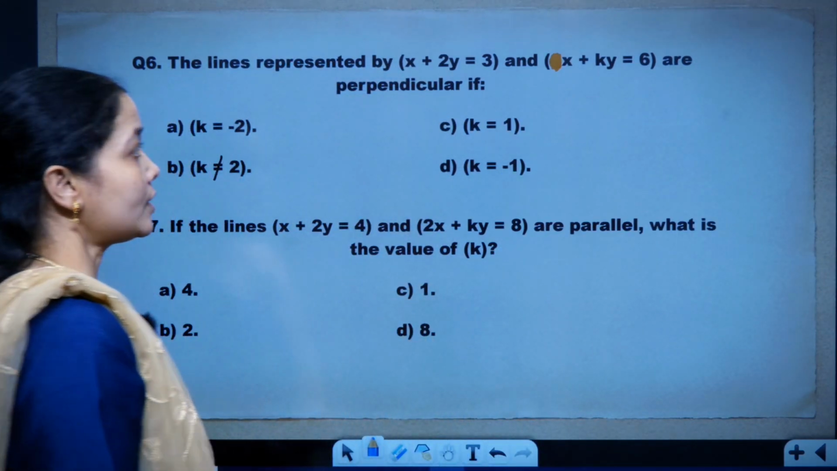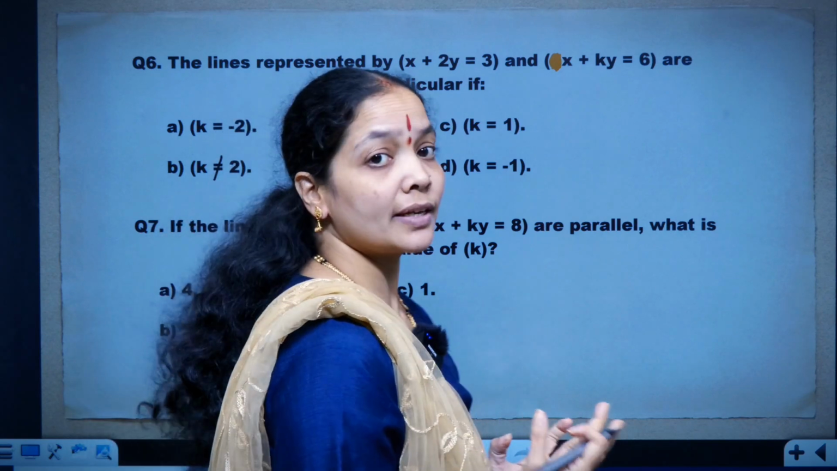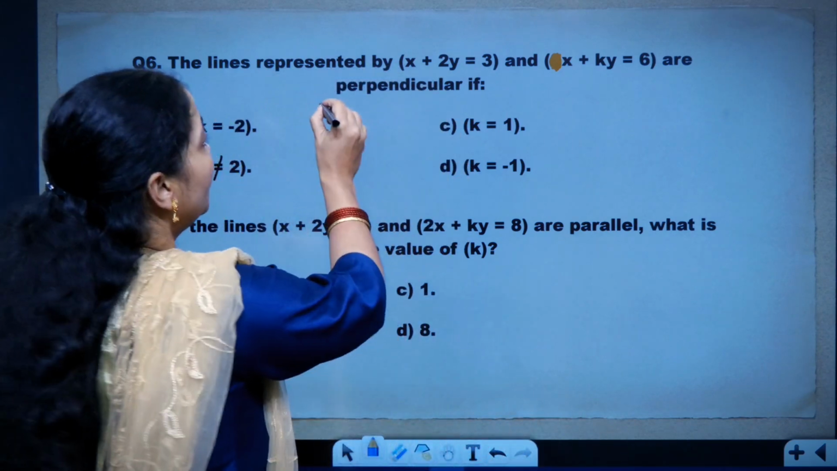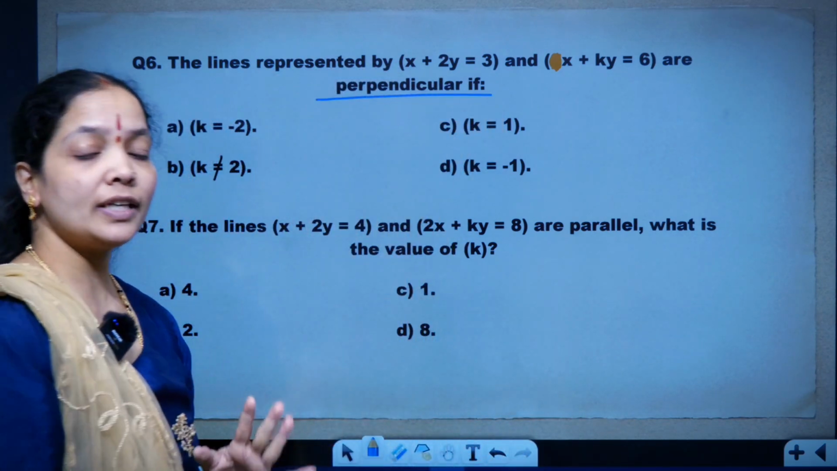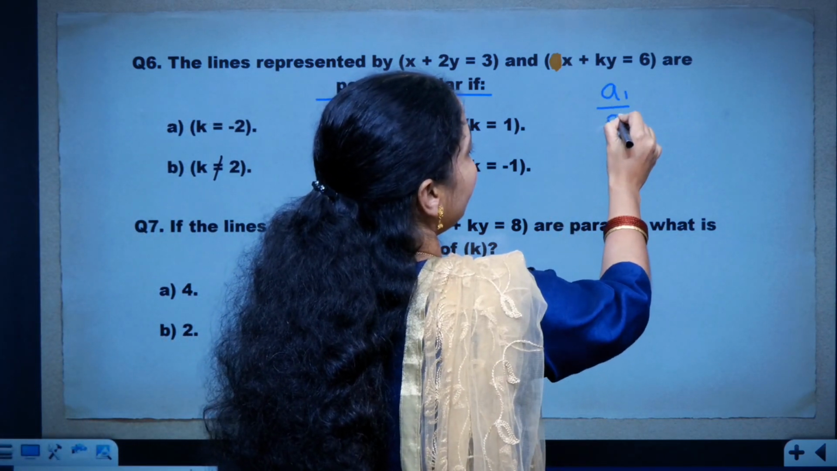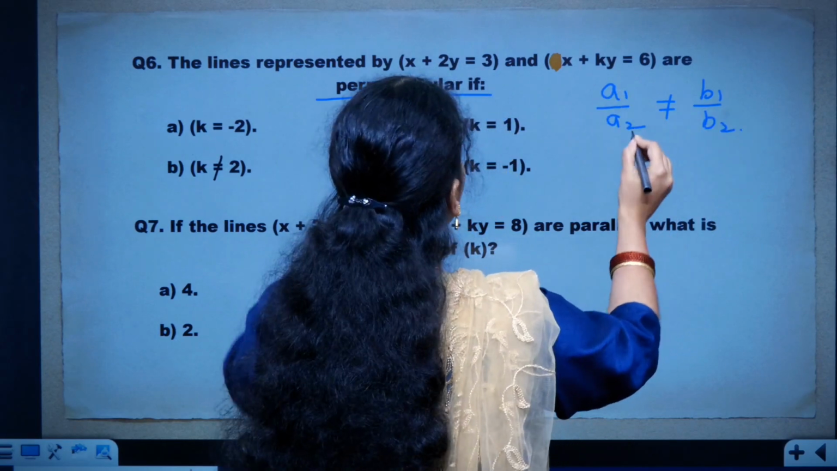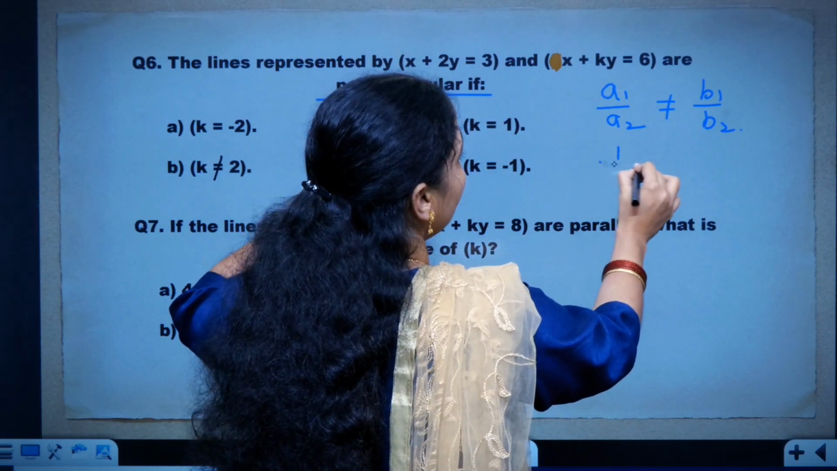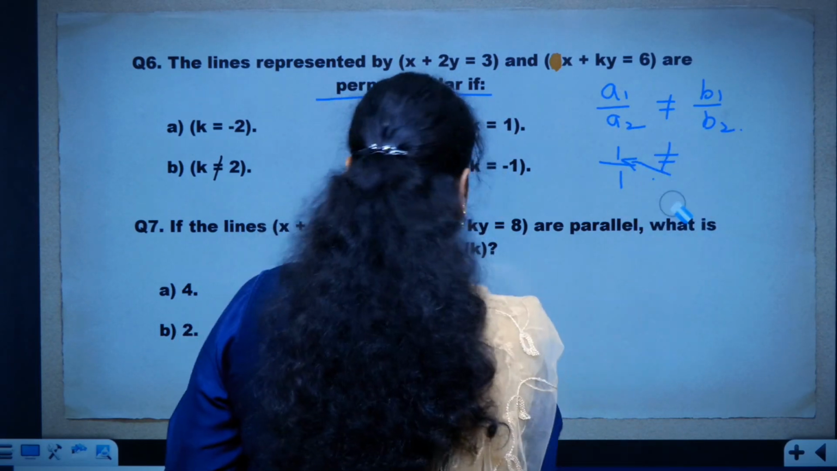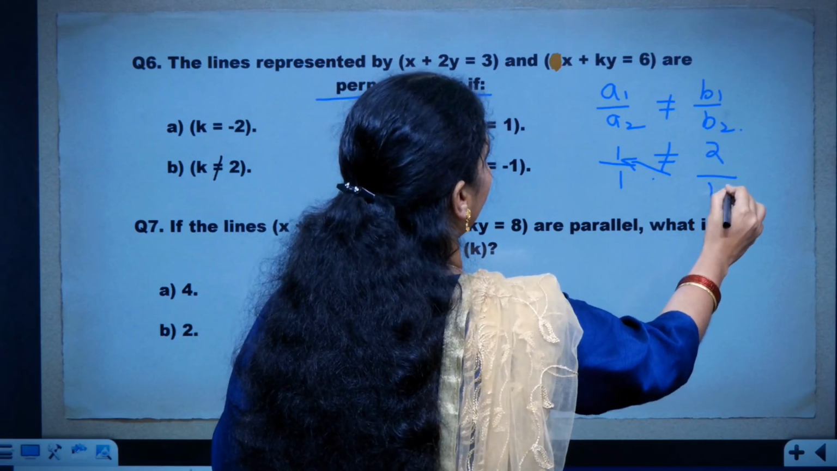In the given sixth question, the lines represented by x plus 2y equal to 3 and x plus ky equal to 6 are perpendicular. When can the equations be perpendicular? Only when they have a unique solution. That means for a unique solution, a1 by a2 is not equal to b1 by b2. Write down a1 by a2: a1 is 1, a2 is also 1, not equal to b1 is 2 and b2 is k.